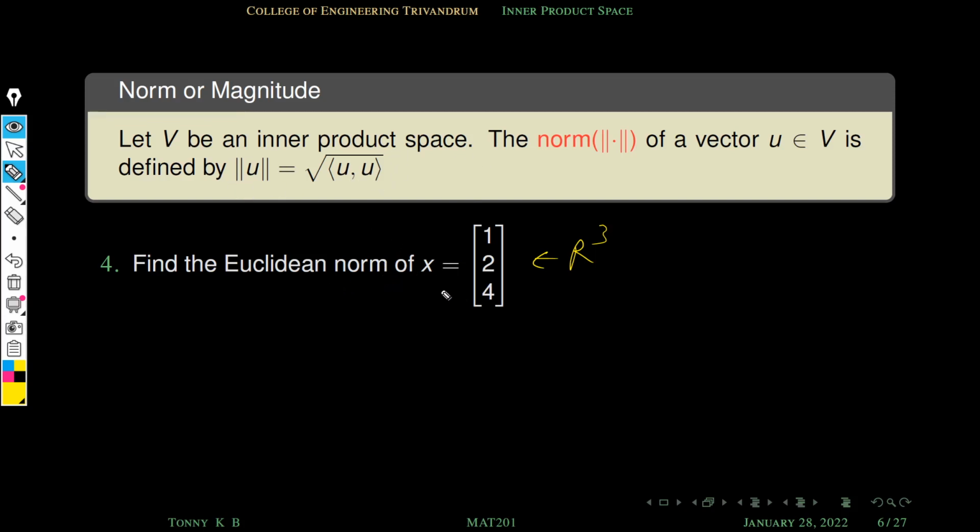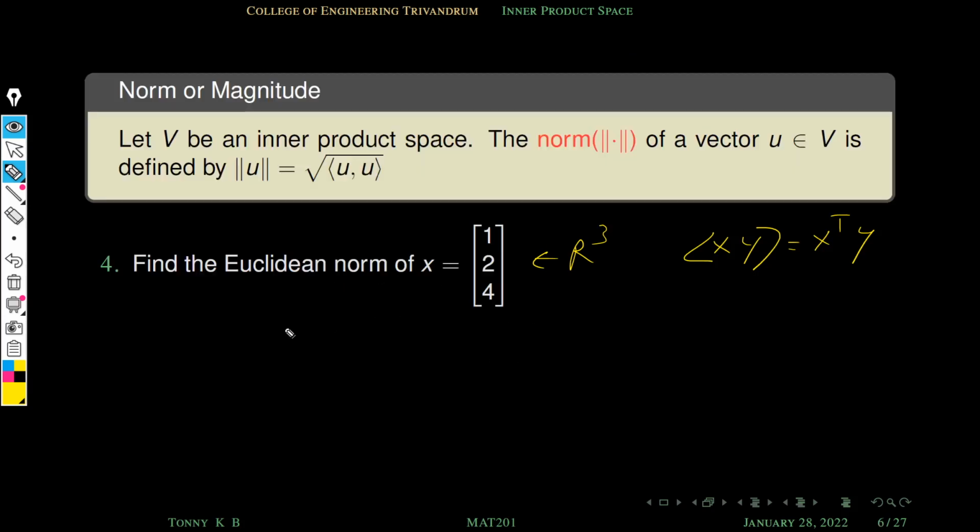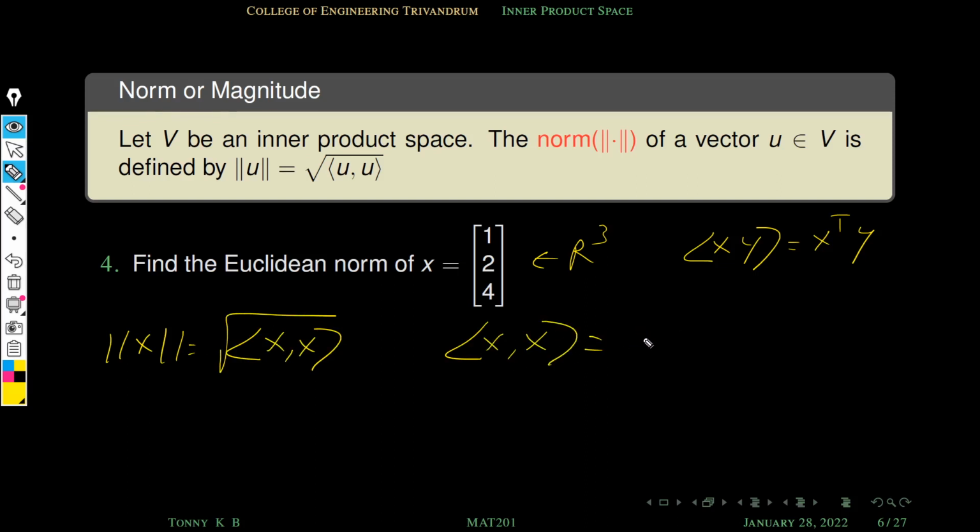So what is our Euclidean inner product? By definition, the inner product between x and y is equal to x transpose y. You treat x and y as column vectors. So what about norm x? By definition, this is equal to the positive square root of the inner product of x with x. So first we have to find the inner product of x with x. By definition, this is equal to x transpose x. That's the definition of Euclidean inner product.